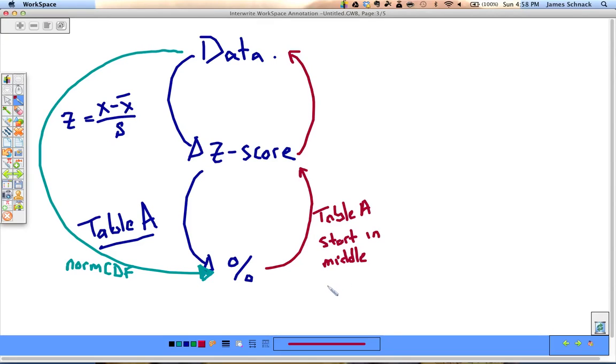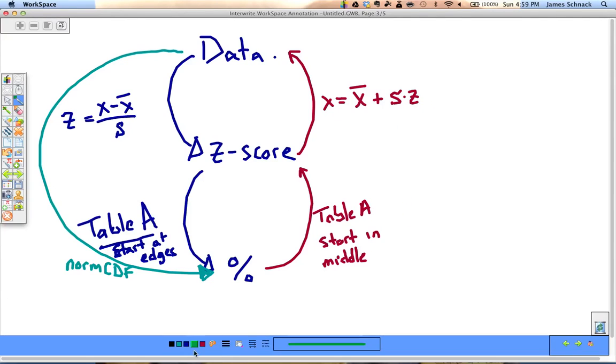with the 4-digit decimals. And then once we locate the percentage in the middle, we look around the edges for the z-score. Once we have our z-score, we rearrange this formula, and we know that x, our data value, is our mean plus our standard deviation times our z-score.